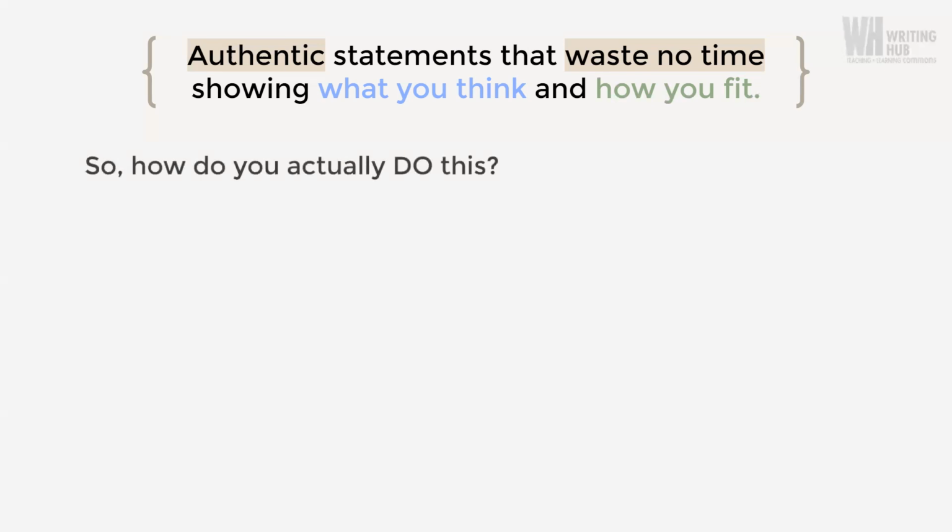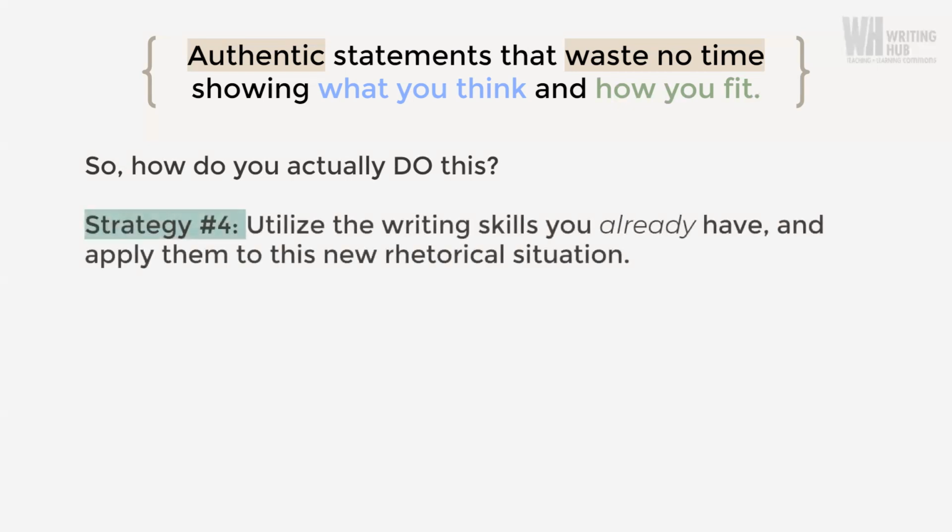Okay, so how do you actually do this? How do you write authentic statements that waste no time, showing what you think and how you fit? Actually, you already know how to do this. That's actually a hidden trick, that you already have the writing skills you need. You just need to learn to apply them to this new rhetorical situation.